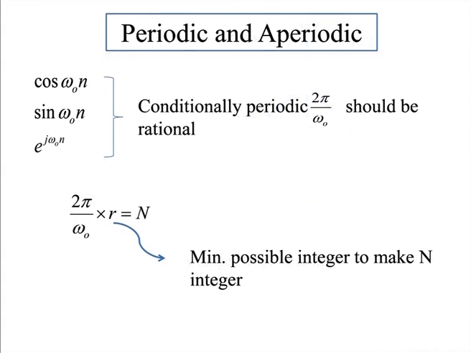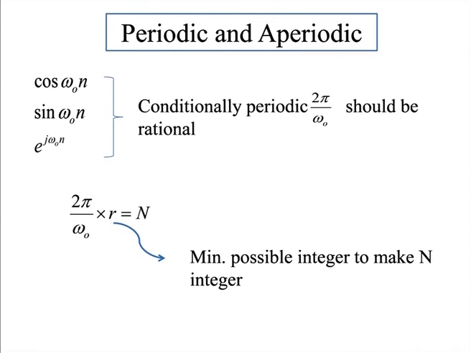Next slide, periodic. Again, this is the same periodic and aperiodic. Here you see cos omega naught, sin omega naught, e to the power j omega naught. Conditionally periodic: 2 pi by omega naught should be rational. What does it mean? It means 2 pi by omega naught into r is equal to n, and n should be an integer. So, what should be r? The minimum possible integer to make capital N an integer.